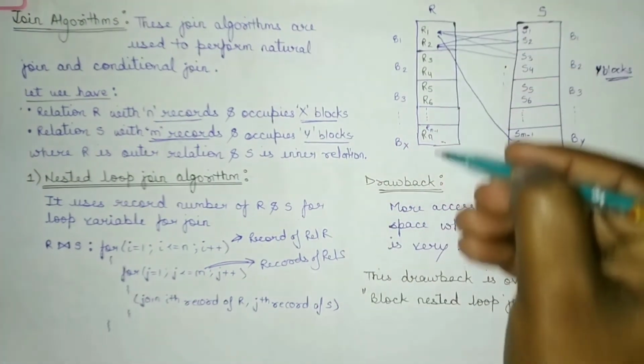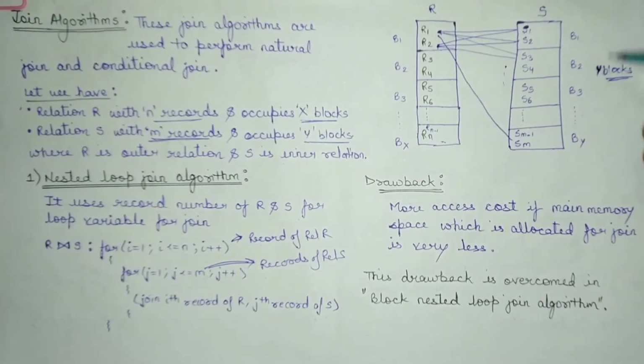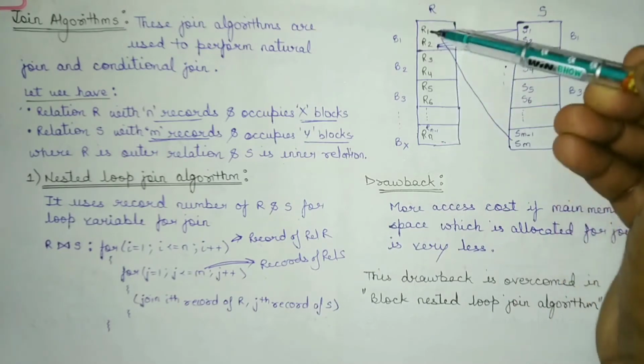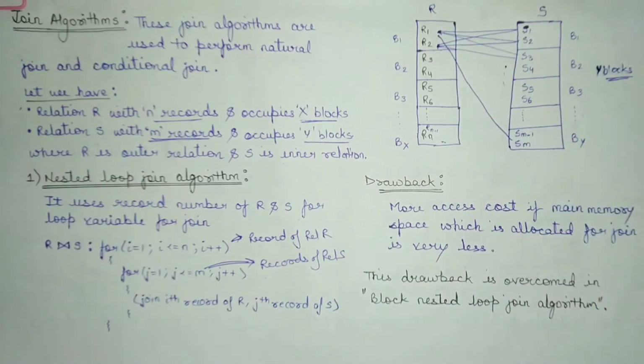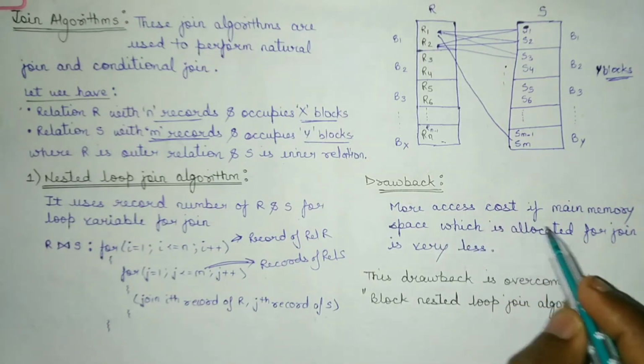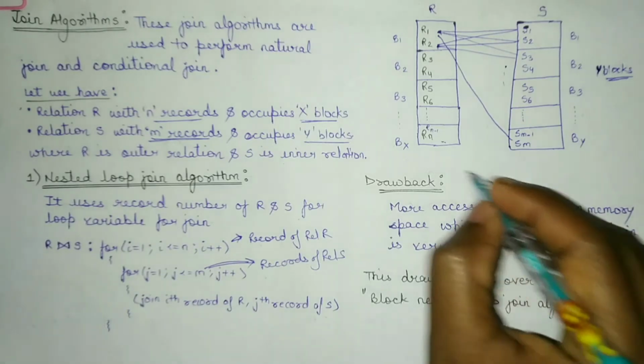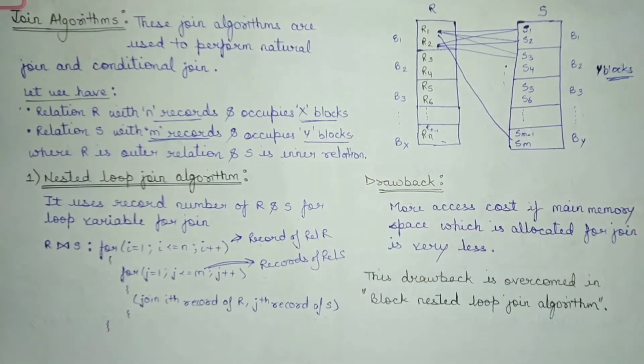So for all the records you have to access all these Y blocks, right? And you have to access all these X blocks as well, right? So there is a drawback with this nested loop join algorithm, which is more access cost is required if the main memory space which is allocated for join is very less. So we'll be understanding this drawback with some test cases. I'm having 3 test cases over here to explain the drawback of this nested loop join algorithm.